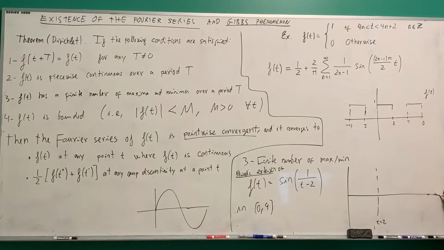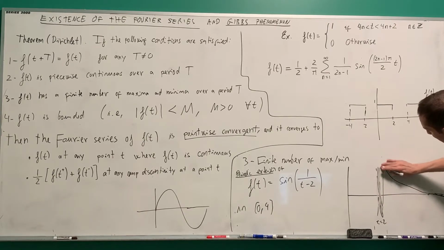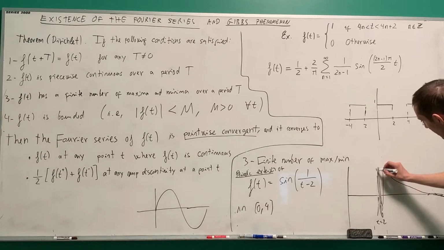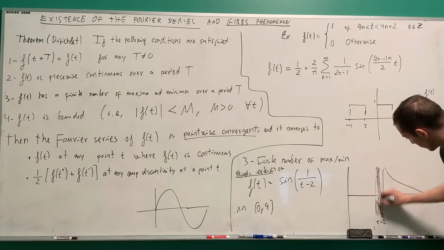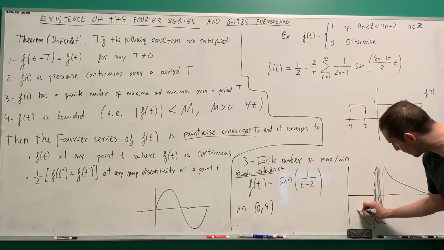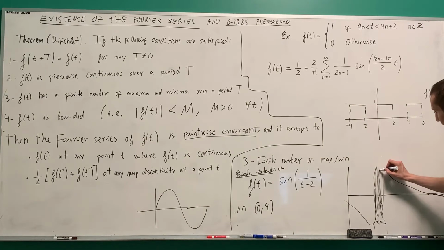So let's try to do it like that. It doesn't do any oscillations until it gets close here, and then accumulates, oh my god, a lot of oscillations around here, right? And then on the other side also a lot of oscillations, and then goes down like that back to zero at minus infinity. That's the function, even though I draw badly, but you see what I mean, right?